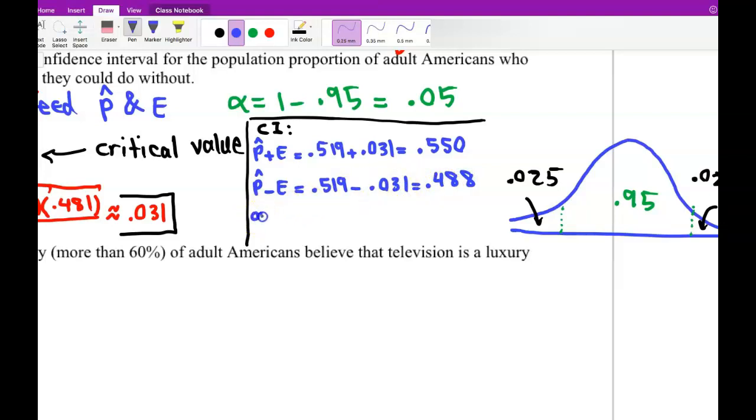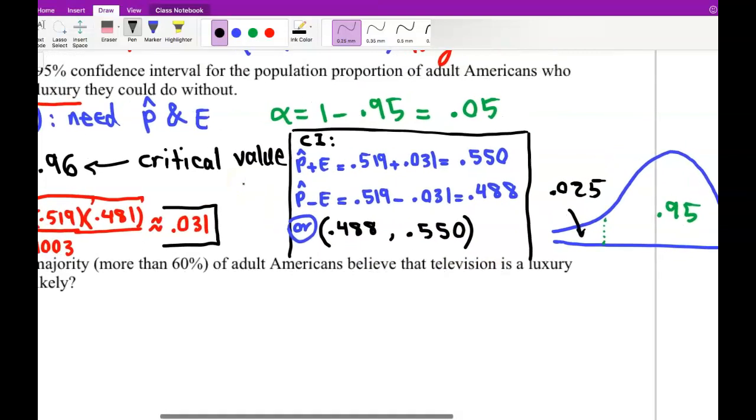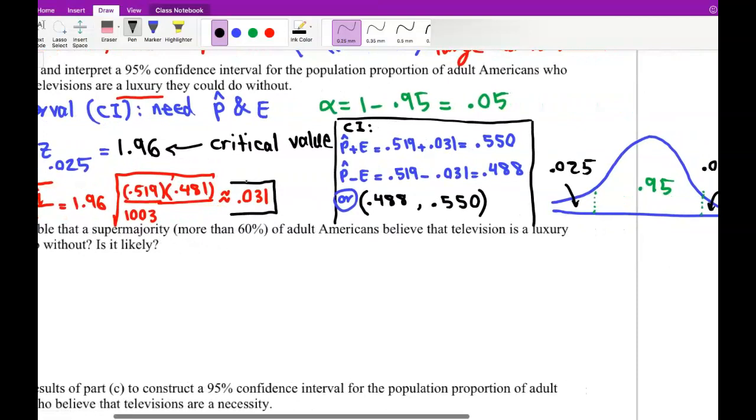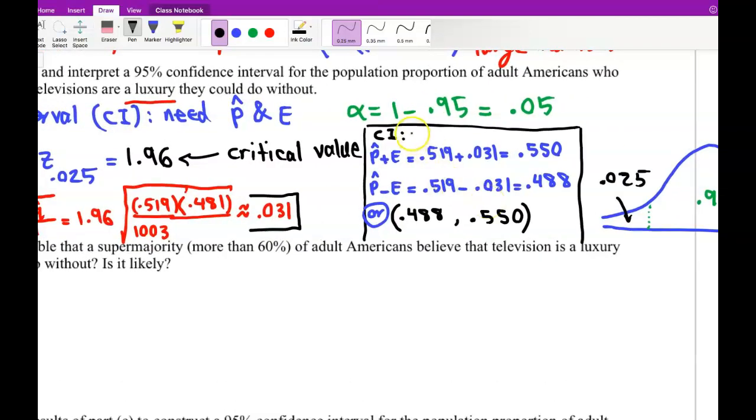So our interval is 0.488, 0.550. So this is the final answer, this interval. So this one was the confidence interval.